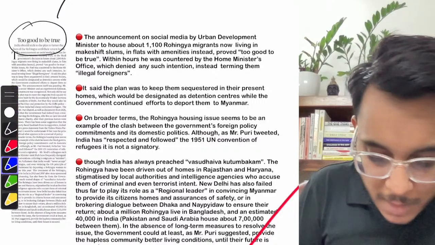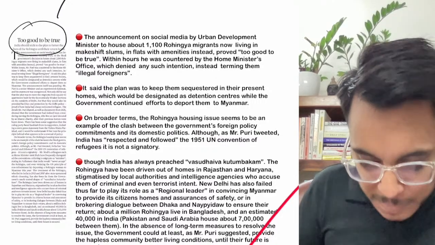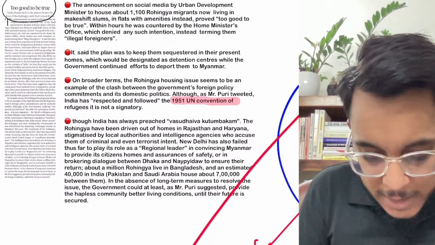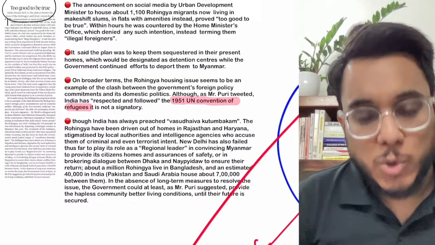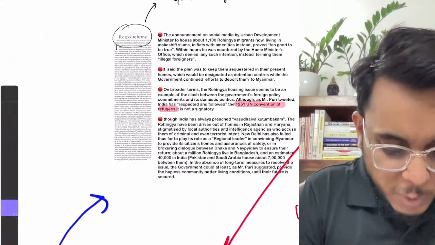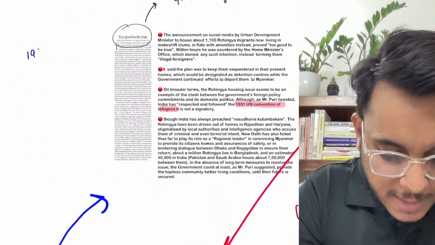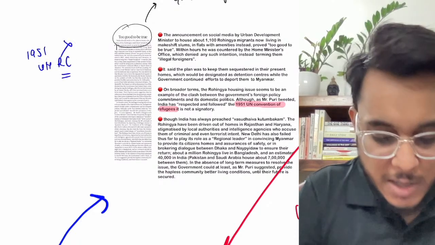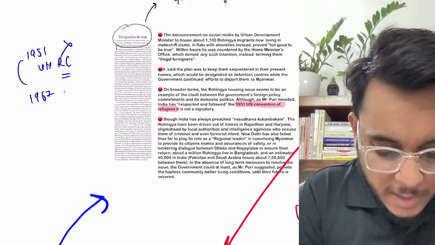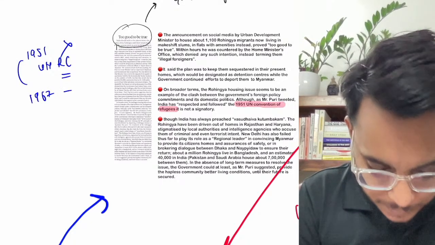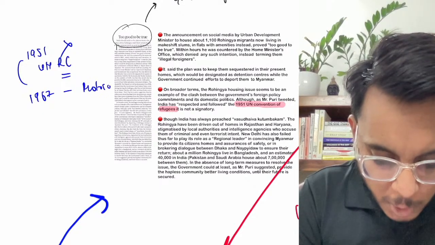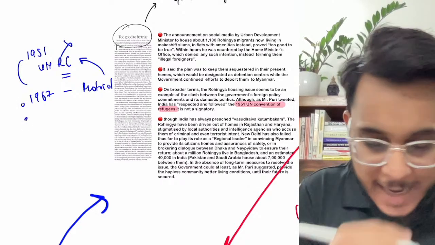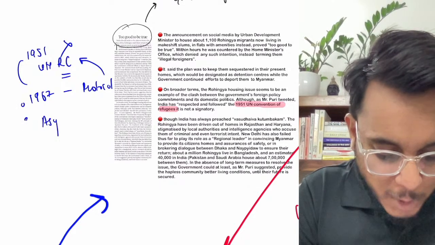Now guys, India has not been a signatory of the 1951 UN Convention on Refugees. Okay, so guys, when we talk about refugees, what is the international framework? The 1951 UN Refugee Convention. We have not signed this particular convention, nor have we signed the 1967 protocol to the United Nations Refugee Convention. We have not signed this particular thing. Thirdly, guys, we don't even have our own asylum policy.